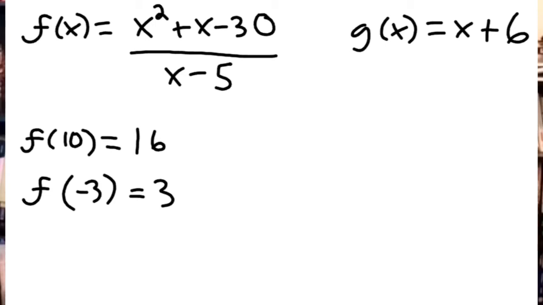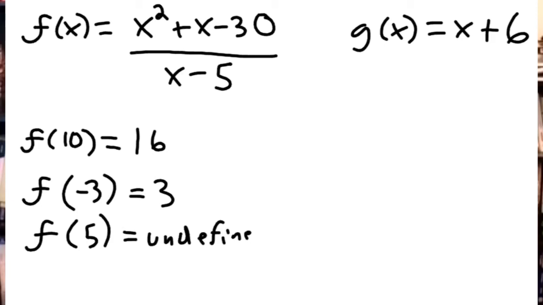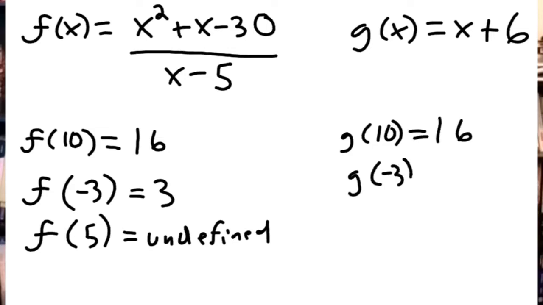But now let's say I find f of 5. If I plug 5 into f of x, it's undefined because it makes my denominator 0. And that is the only value for x where f of x has a different value than g of x. For instance, g of 10 is 16, that's easy to see. g of negative 3 is 3, that's easy to see. And g of 5, of course, is 11.